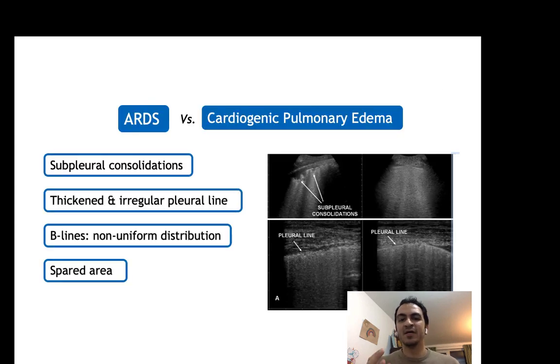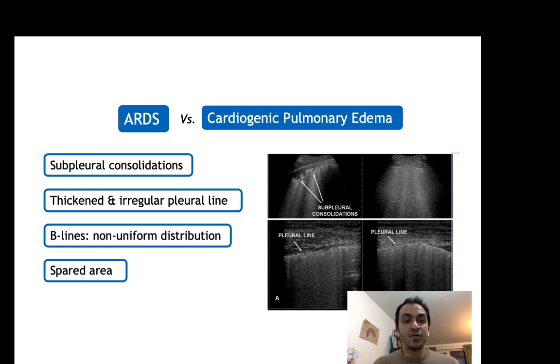And now comes the £1 million question, as we may say. How do I differentiate between cardiogenic pulmonary edema and ARDS? This is very important for intensivists, for cardiologists, for emergency physicians, for internists. You want to know whether your patient has B lines due to cardiogenic or non-cardiogenic pulmonary edema. So what are the criteria for differentiation by lung ultrasound?